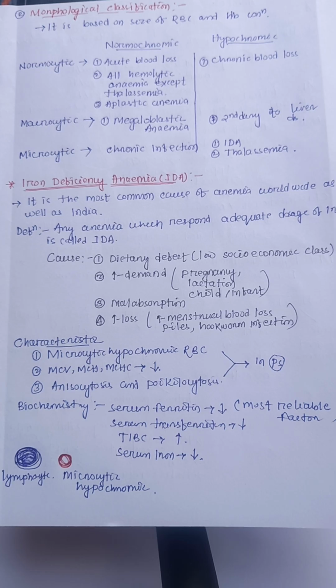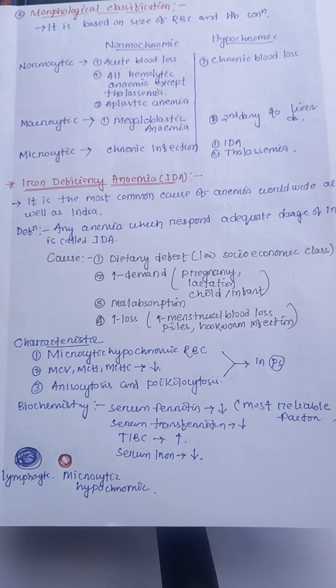Let's see some important anemias, like iron deficiency anemia. It is the most common cause of anemia worldwide as well as in India. Any anemia which responds to an adequate dosage of iron is called IDA. And there are four main causes of iron deficiency: one is dietary, another is malabsorption, increased demand, and increased loss. These are the four causes of iron deficiency anemia.